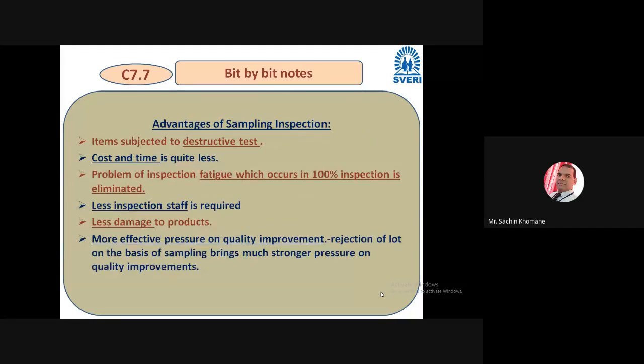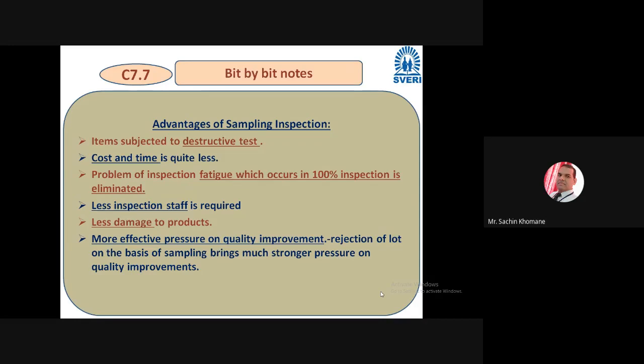Then what are the advantages of a sampling plan? Very simple. When should you go for sampling inspection? When you want to check the component by destructive testing. All of you understand destructive testing, right? Where most of the time you break the component to test it. Suppose you got a certain component and you want to do the tensile test of that component, and you are using a UTM. You cannot test all the components by breaking them.